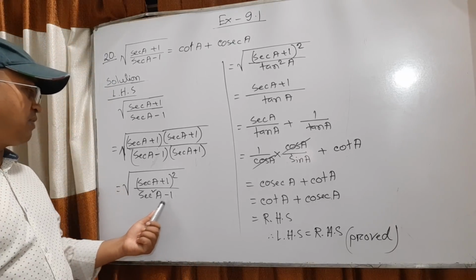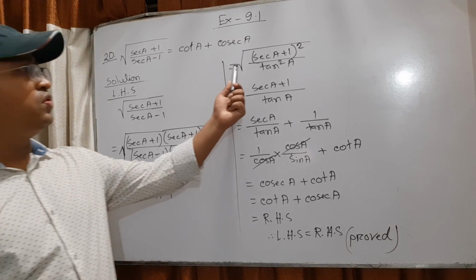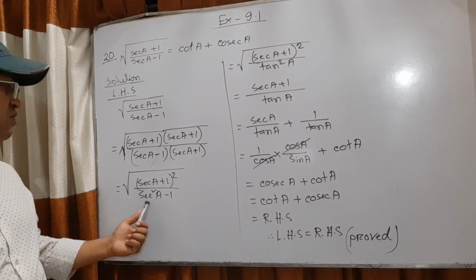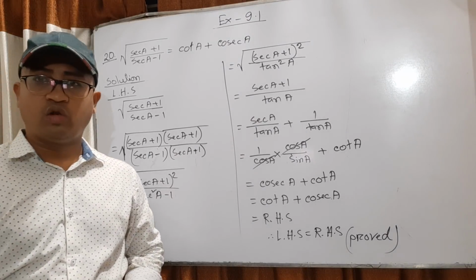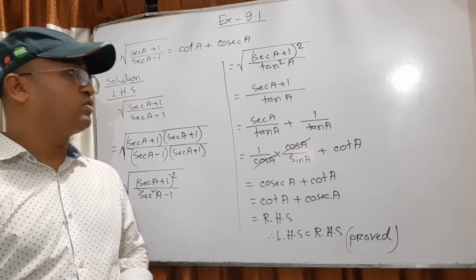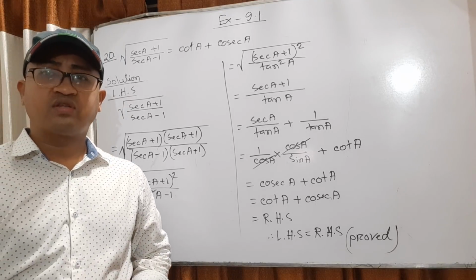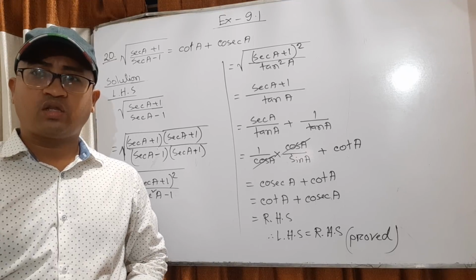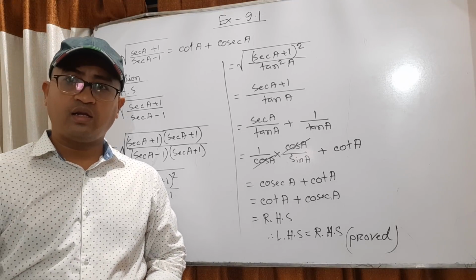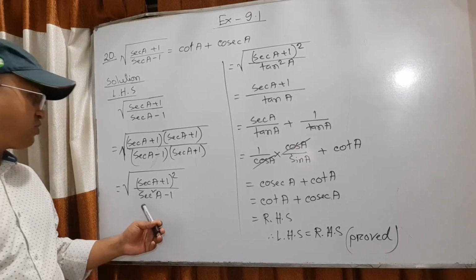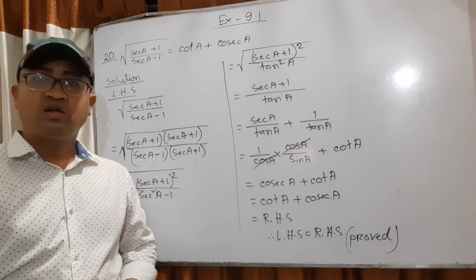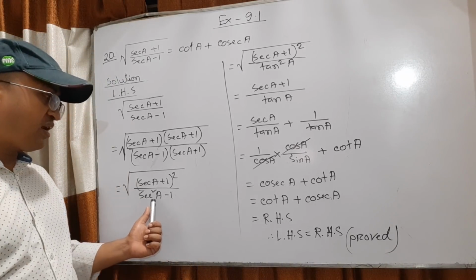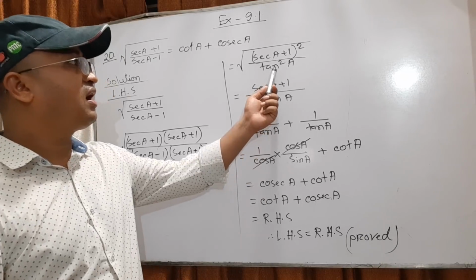So sec square A minus 1. Look here, sec square minus 1 has a formula. I have shown you that identity. The second identity was sec square theta minus tan square theta equal to 1. From that identity, we can get sec square theta minus 1 equal to tan square theta. That is, sec square A minus 1 equal to tan square A.